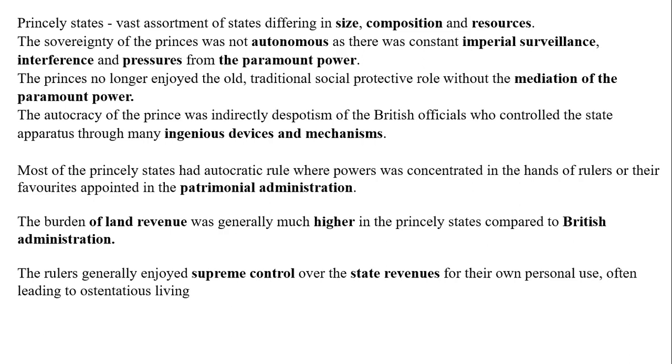What was happening? The burden of land revenue was very high. Why was it very high? Because of the administrative machinery, and because the British were taking care of these princely states, there was a different kind of taxation system, because of which the land revenue burden was increasing. And rulers were enjoying supreme control over the state revenues for their personal use. In fact, this even led to a very ostentatious kind of living.